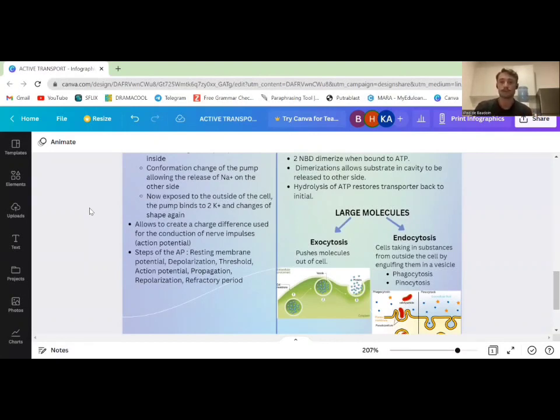This whole process allows the creation of a charge difference that is used for the conduction of nerve influx or nerve impulses. The main step that involves the pump in those nerve impulses is named action potential. The other steps are the resting membrane potential, the depolarization, the threshold, propagation, repolarization, and the refractory period. This action potential can be defined as the travel along the cell membrane of this electrical influx, thanks to the sodium-potassium pump.